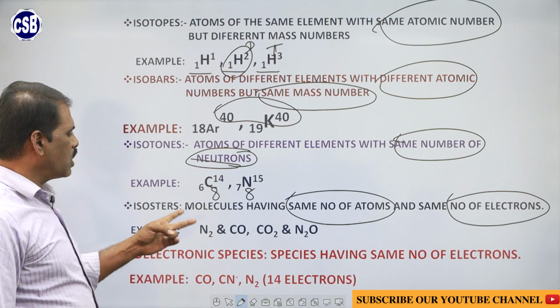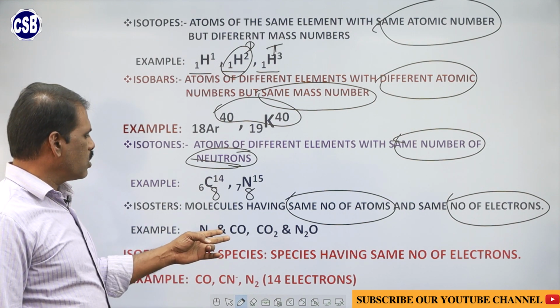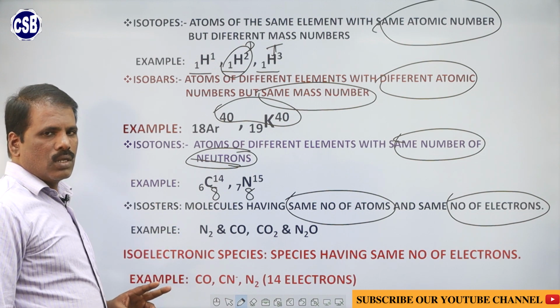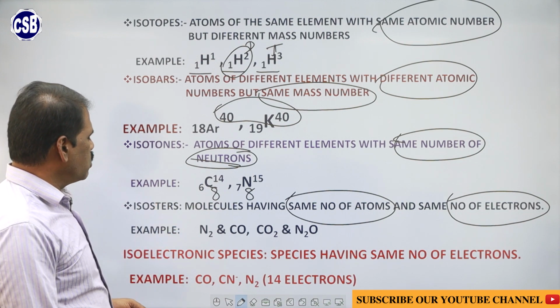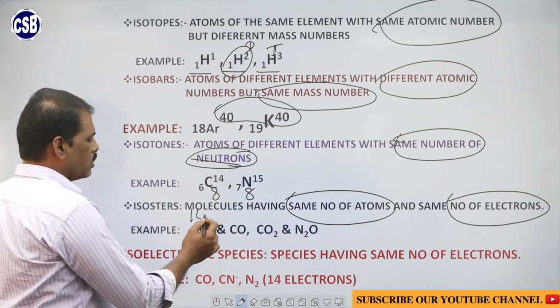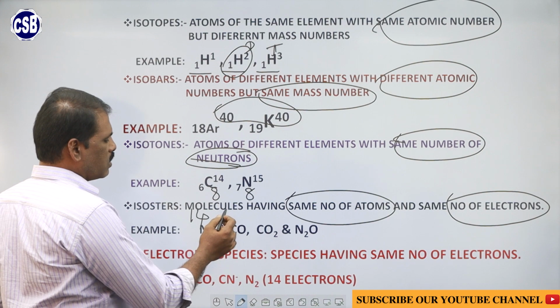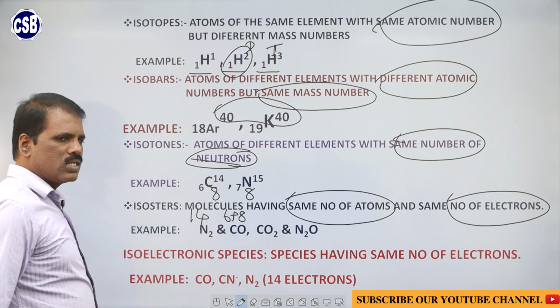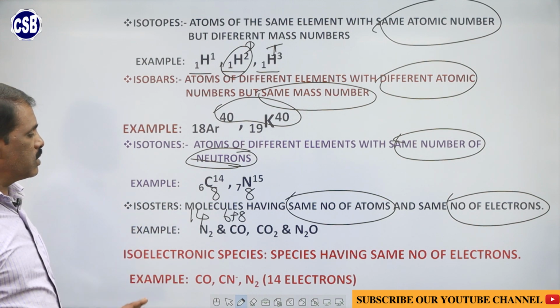In the nitrogen molecule there are 2 atoms. In carbon monoxide also there are 2 atoms. So in both the cases there are 2 atoms. If you see in terms of electrons, the electrons for nitrogen is 7 plus 7, 14. For carbon monoxide, for carbon it is 6 and for oxygen it is 8. So 8 plus 6 is 14. So the number of electrons are also the same.